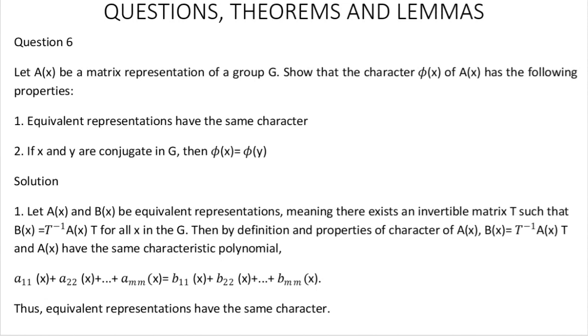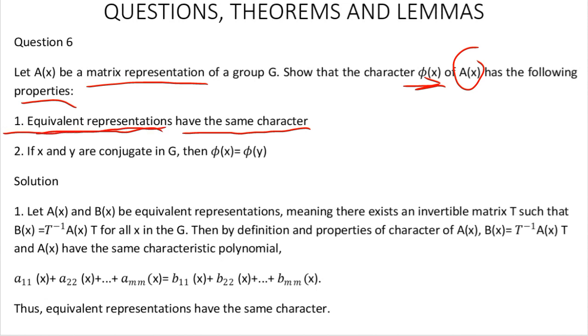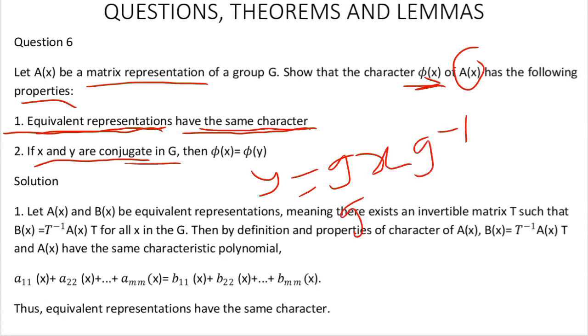Now we're going to a question. The question says, let A(x) be a matrix representation of G, which you know what it is already. Show that the character of A(x) has the following properties. We want to show that this character, the sum of the diagonal entries of the matrix A(x), satisfies this property. One, that equivalent representations have the same character. So if we have two equivalent representations, we want to show that they have the same character. Two, if x and y are conjugate in G, meaning I can write y as g x g inverse, or g inverse x g, depending on which is convenient for you, then the character of x and that of y are the same. That's what we're told to do.